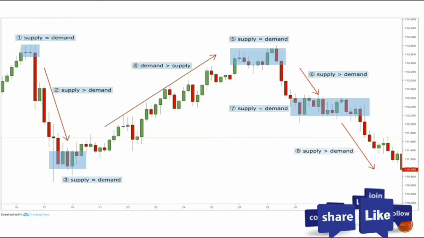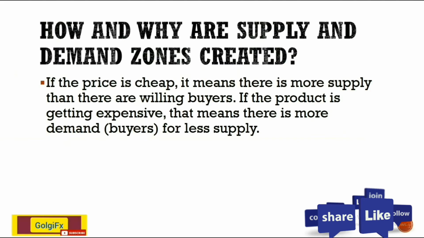So now the question is, how and why are supply and demand zones created? In a market, we can say that the asset is the product and the rate value is the demand. So if price is cheap, it means there is more supply than willing buyers. And also, if the product gets expensive, this means that there is more demand than supply.